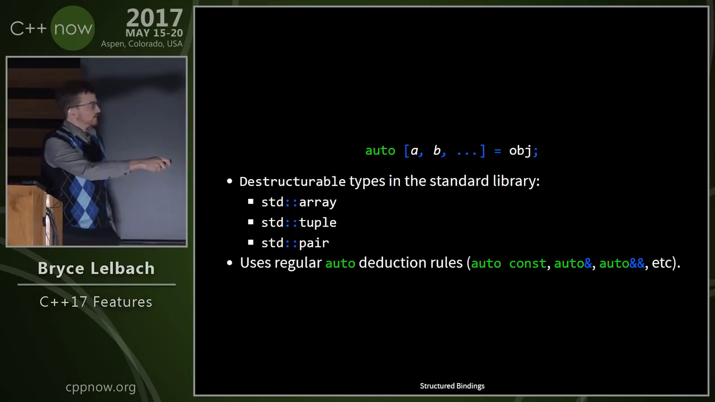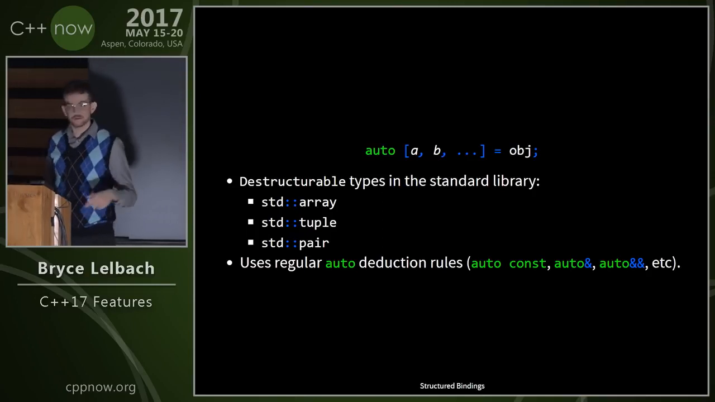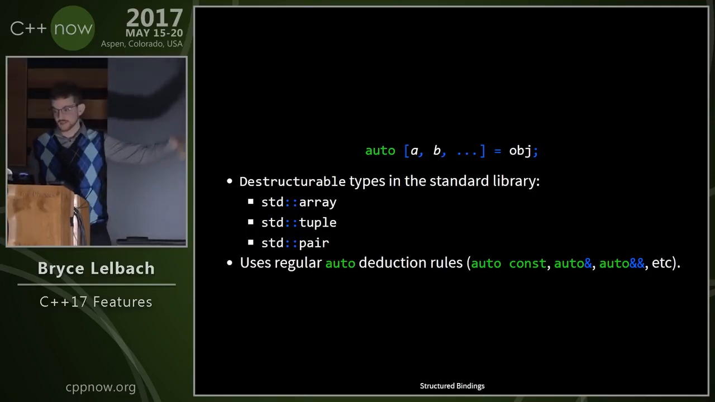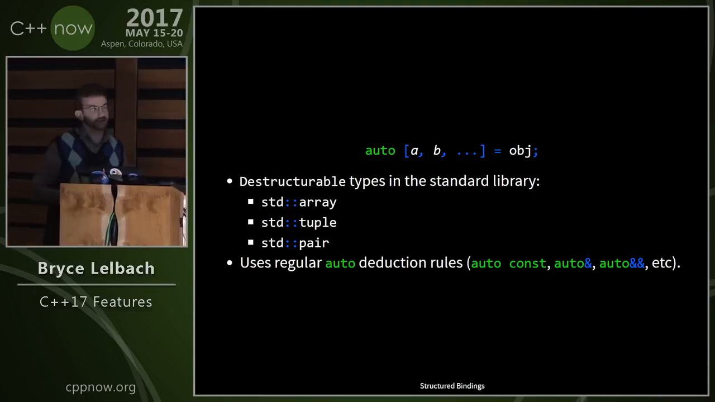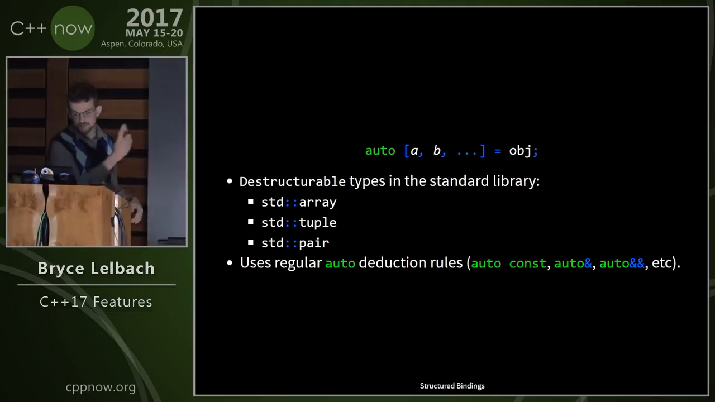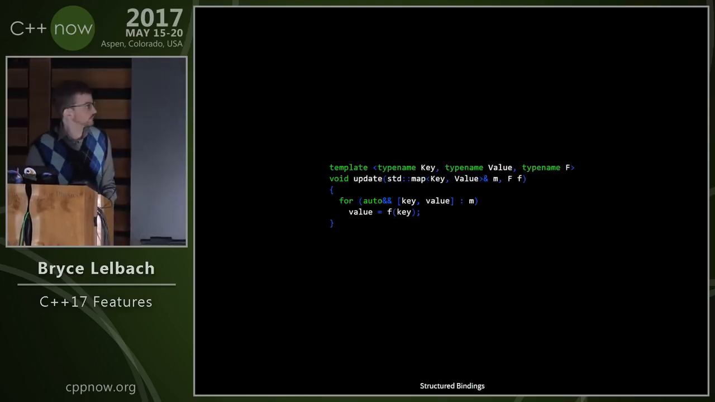And the auto here, you do need to use auto or some form of auto, but it uses the regular auto deduction rules. So you can put like auto, auto&, auto&&. I don't think you can do any of the pointers in there. That wouldn't make any sense. And likewise for const qualifiers. So there's a lot of cool stuff you can do with this.